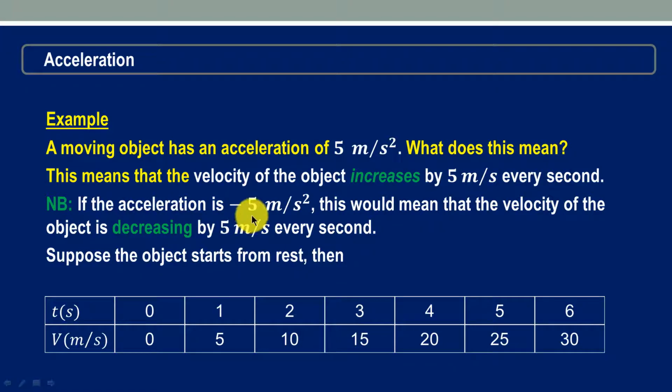Suppose the acceleration has a negative sign and you are told that the acceleration is minus 5 meters per second squared. This of course would mean that the velocity of the object is decreasing by 5 meters per second every second. We shall see this at a later time in this particular video. For now, let's go ahead and plot a velocity time graph, since we have a table of time and velocity. Let's see how the velocity time graph for this motion will look.